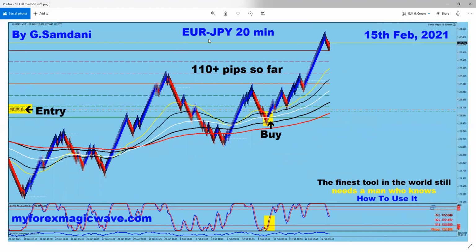Here again, Euro yen on the 15th for 110 pip. Buy order here. SL moves to break even plus, and you can see the red candle, just like Pound Euro, Aussie yen, Pound yen, because yen was getting weak, big time. So all yen pairs went up.